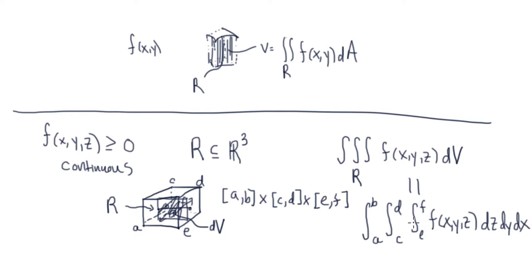So that's the idea. We're basically just breaking up volume regions in R3 into little pieces, multiplying by the value of the function there, and then adding up all those values. And just like with double integrals, we can do it in an iterated way. First z, then y, then x, or really in any order we want most of the time.